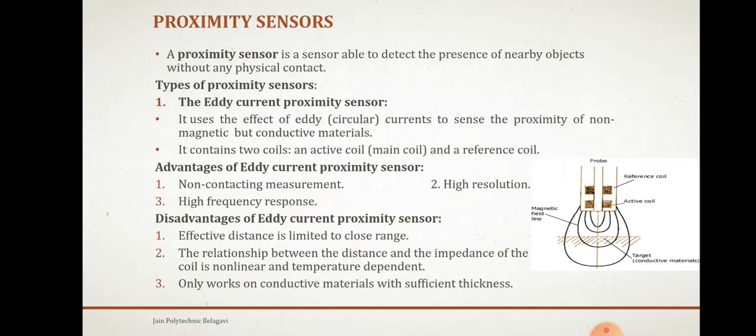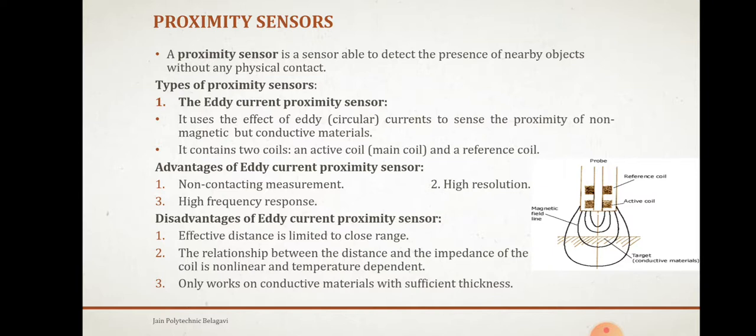Okay, so a proximity sensor is a sensor able to detect the presence of a nearby object without any physical contact. The proximity sensor is a non-contact displacement transducer whose electrical output, that is analog or digital, changes when it is brought close to an object. The following principles are used for the design of proximity sensors: eddy current, capacitance, inductance, magnetic and photovoltaic.